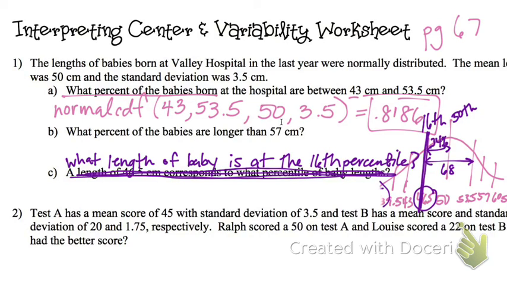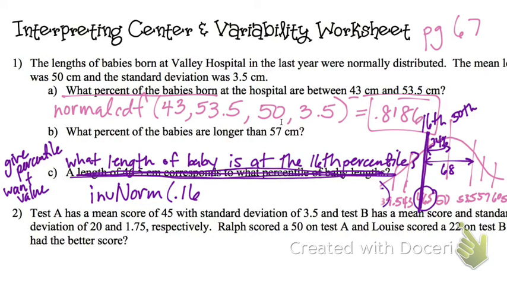That is where I'm giving you the percentile. So they give the percentile and they want a value. I'm going to do inverse norm. For area, I'm going to put in that percentile, so I'm going to put in 0.16. Then I'm going to put in the mean and the standard deviation. Tell me what you get. 46.5.